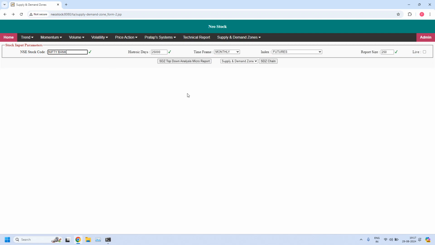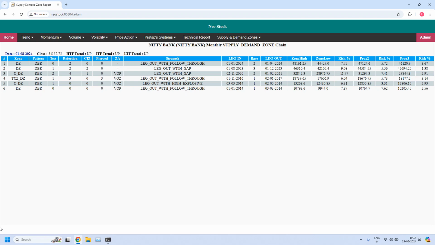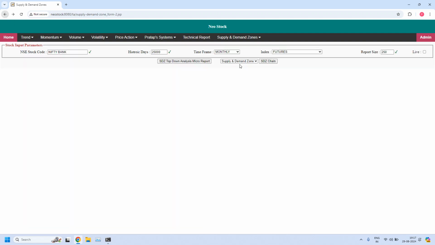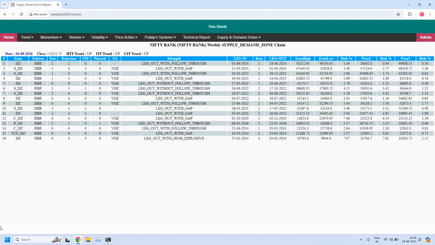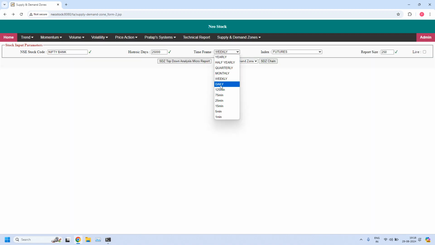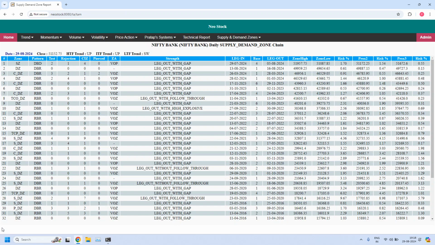So let's start with monthly time frame. Let us generate monthly supply demand zone chain for BANKNIFTY. The next time frame is weekly. Let us generate a weekly supply demand zone chain for Bank Nifty. The next time frame is daily. I'm generating daily supply demand zone chain for Bank Nifty.